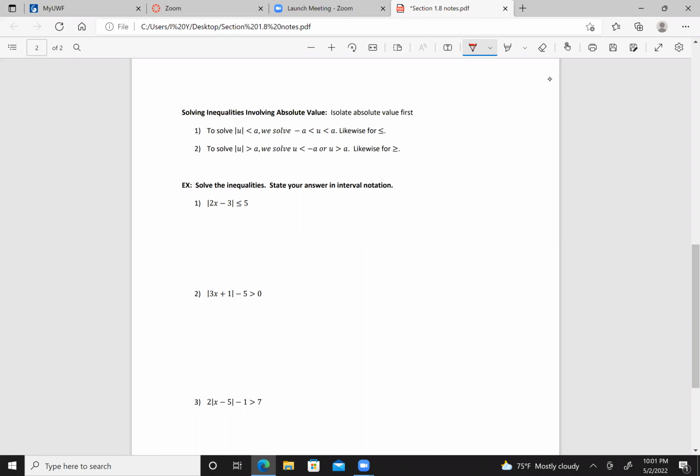So here I have the absolute value of 2x minus 3 less than or equal to 5. So that's number 1 here. So I go negative 5 less than or equal to 2x minus 3 less than or equal to 5. I add the 3 to both sides. I get negative 2 less than or equal to 2x less than or equal to 8. So I get negative 1 less than or equal to x less than or equal to 4. And it wants interval notation, we have equals, so bracket, low point negative 1, high point 4, and it is also included.